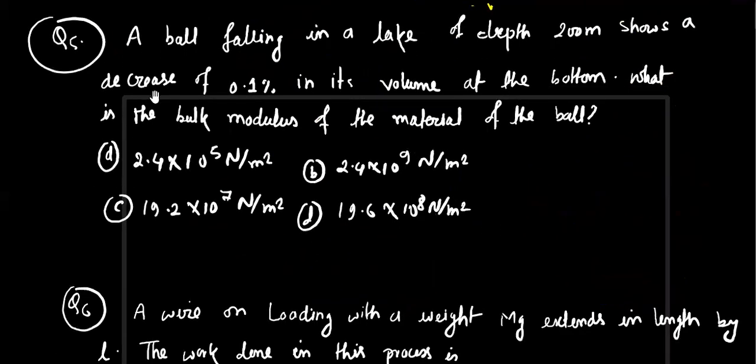Okay, so this is question number 5. A ball falling in a lake of depth 200 meters shows a decrease of 0.1 percent in its volume at the bottom. What is the bulk modulus of the material of the ball? Okay, so bulk modulus, as we know, B or K is equal to del P, I have not taken the negative sign, only the magnitude, del V by V. So this is the change of pressure or stress.